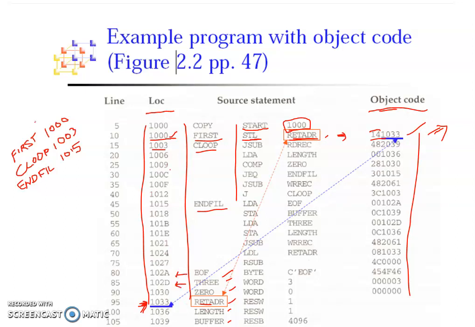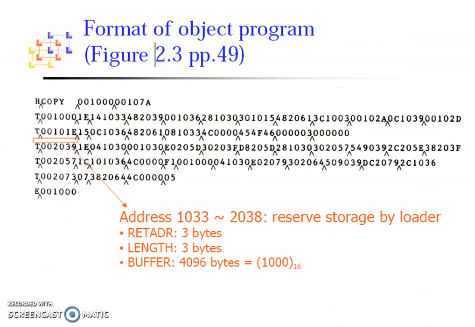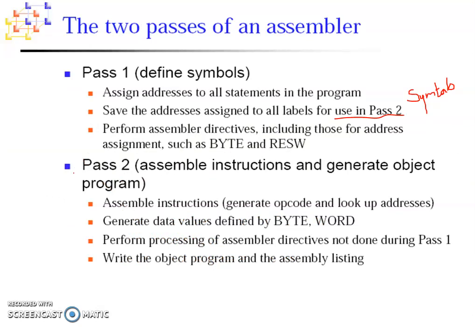So SymTab will be one data structure. It will be treated as a table, one data structure which will be having information about the labels that are used in the program together with the address value. So this is the first task that is done during pass one.